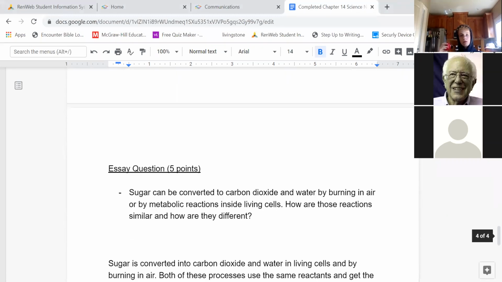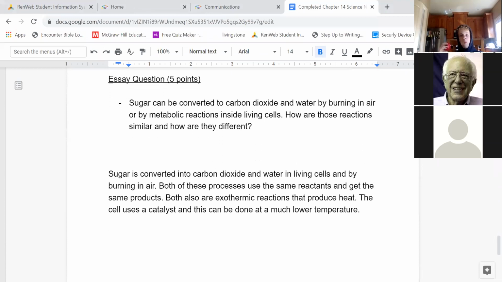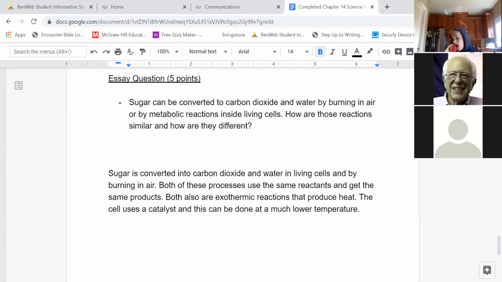All right. Now, coming up, the essay question. And again, I will post this on YouTube, and you can write it down and look at it over and over again. The essay question says, sugar can be converted into carbon dioxide and water by burning in air or by metabolic reactions inside living cells. How are those reactions similar? How are they different? You want to write something like this.